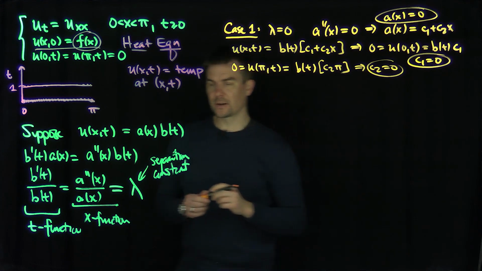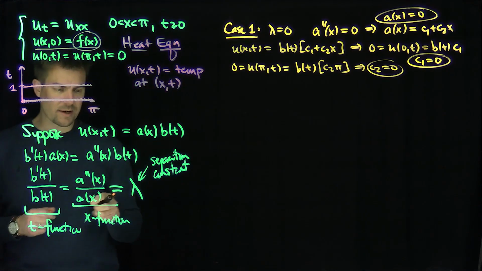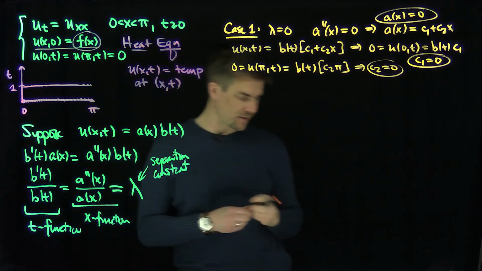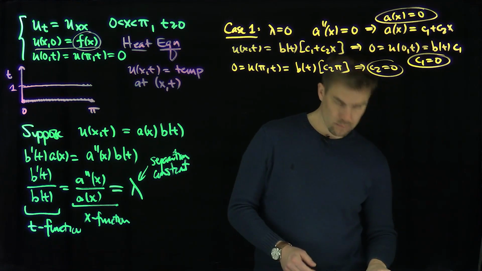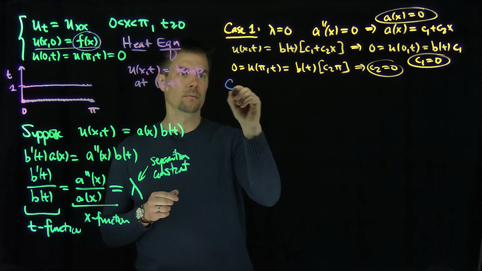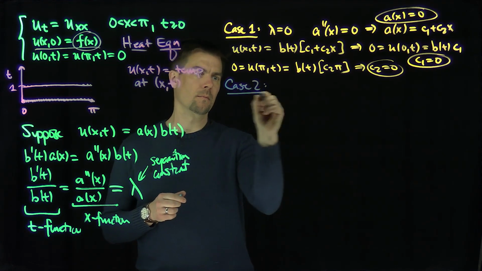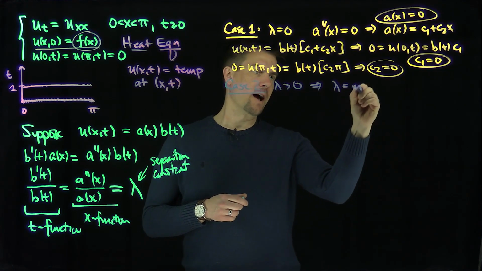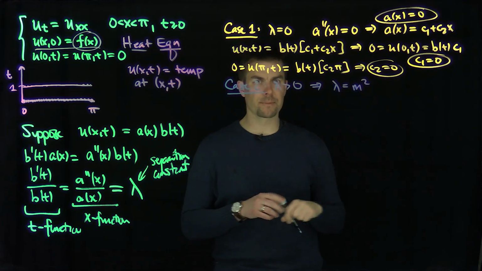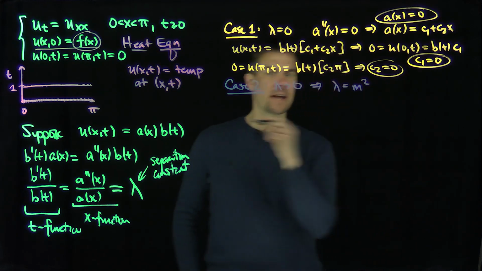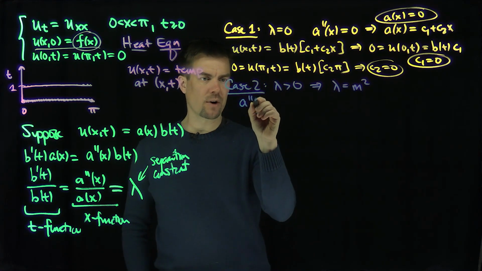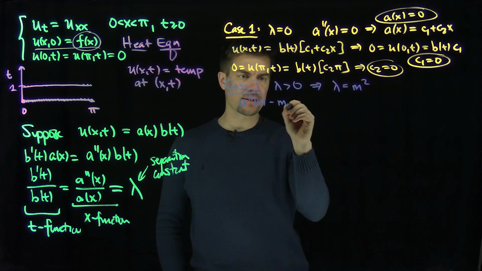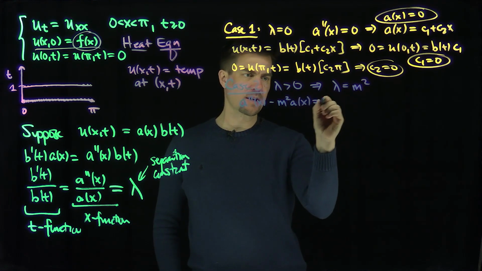The second case to consider is the situation when lambda is going to be positive. So if lambda is positive, let's do that next case, case 2, lambda greater than 0. If lambda is greater than 0, I can write it as m squared for some positive value of m, right? It's a positive number, so I can square it. And then what's the A equation going to give us? The A equation, A double prime of x, is going to be equal to m squared times a, so that's A double prime minus m squared a of x is equal to 0.